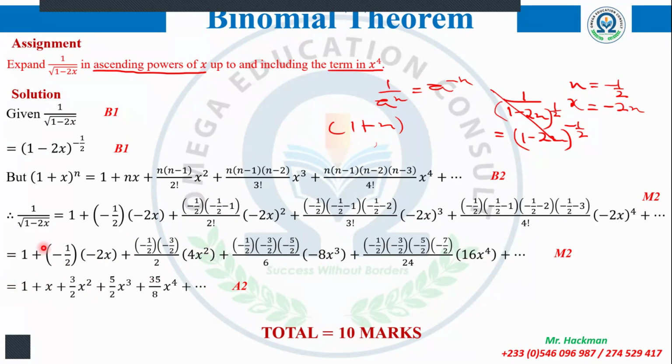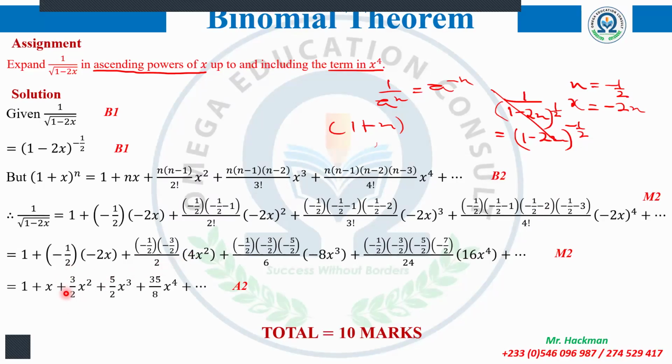Okay, so that would be equal to 1 plus, if I'm removing the bracket, negative times negative will give me positive. The denominator 2 here will cancel the numerator 2, so I'll be left with x. And again, you use your calculator to do the whole of this. So you can do this times this over 2, then times 4. Whatever you get, you come and write it there.